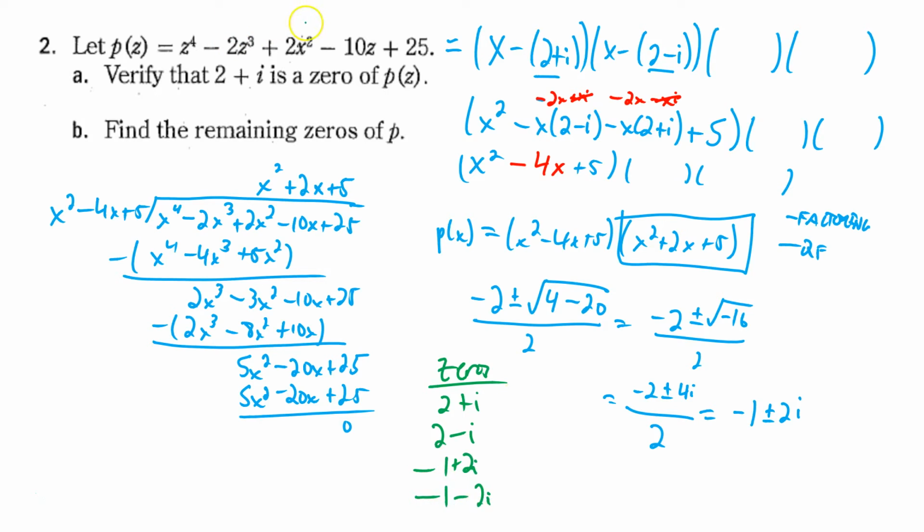So if you graphed this, it actually would have no real zeros. It looks like it'd probably be all above the x-axis. There'd be no real zeros at all, but there are 4 complex zeros. So our last 2 factors, if we wanted to put them in here, would be x minus negative 1 plus 2i and x minus negative 1 minus 2i.